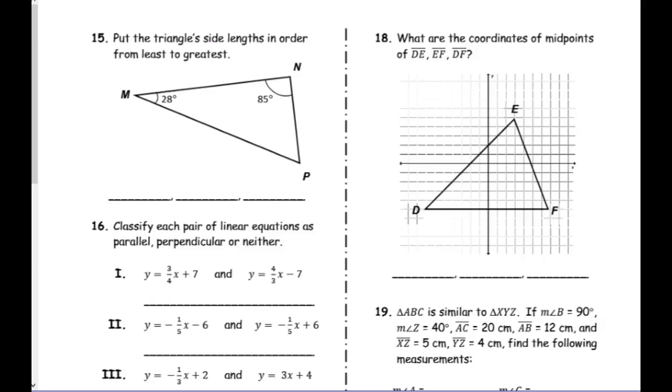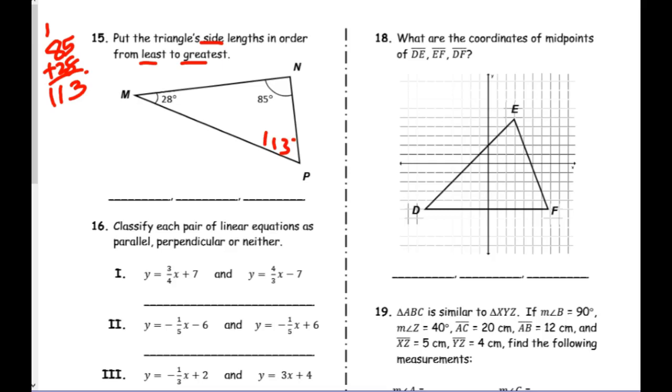Alright, and then 15, put the triangle side lengths in order from least to greatest. So, the lengths, least to greatest of the sides. So remember, we need to find all three angles first. So 85 plus 28, it's 113.